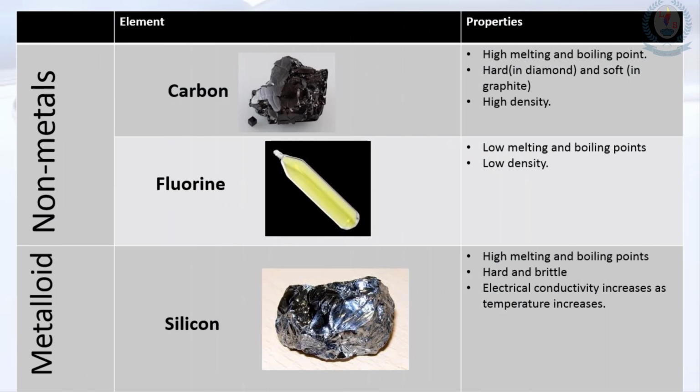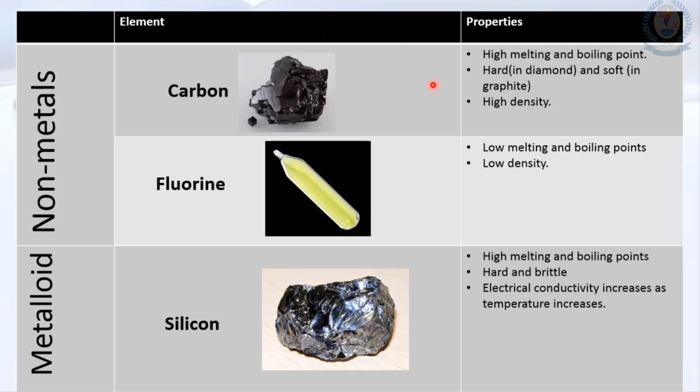In this slide I am presenting some non-metals as well as some metalloids with their properties. What is the first non-metal in this table? Yes, it is carbon. This is the image of carbon. We use carbon almost every time, right? There is carbon in our pencil tips, and in different devices.